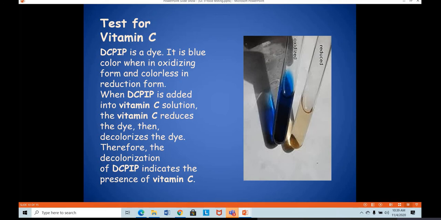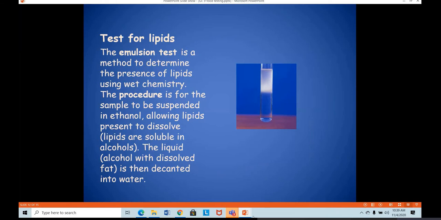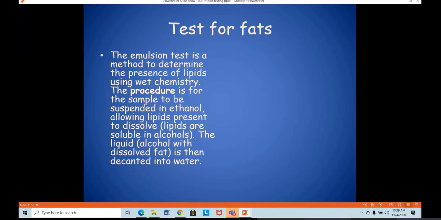All right, ladies, is it clear about the test for the lipids? Any questions? What is the test known as? Emulsion test. Yeah, it is known as an emulsion test. So what is used in this emulsion test in order to test for the presence of fats? Ethanol. Ethanol is used, which is a kind of alcohol. So as ethanol is used, we are saying this test is using wet chemistry, because ethanol is a kind of chemical which is alcohol.